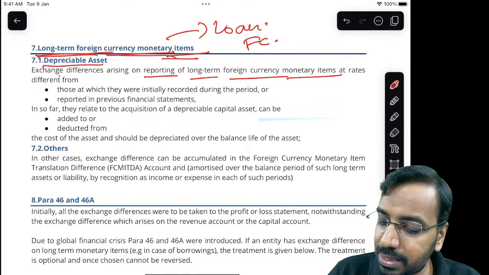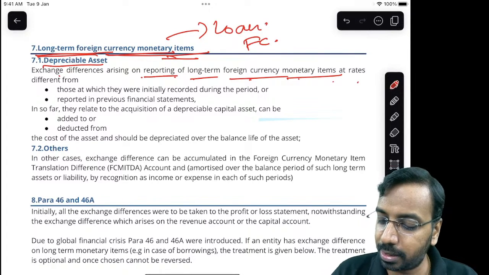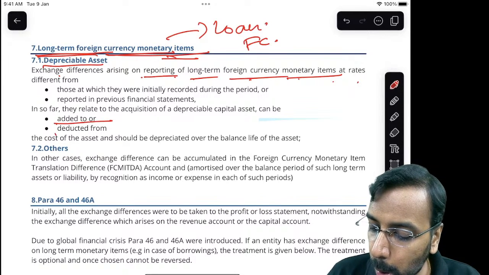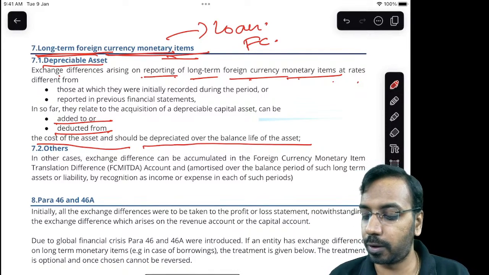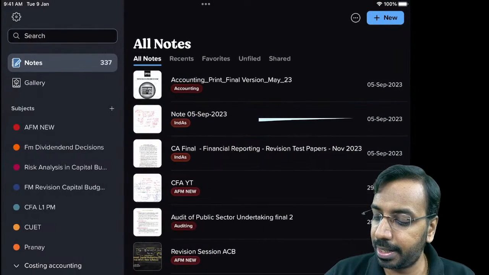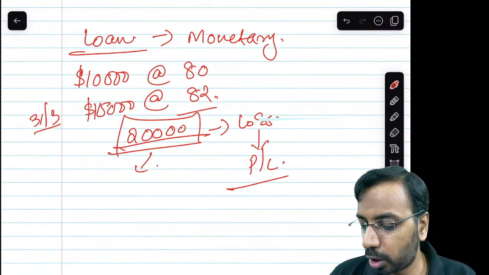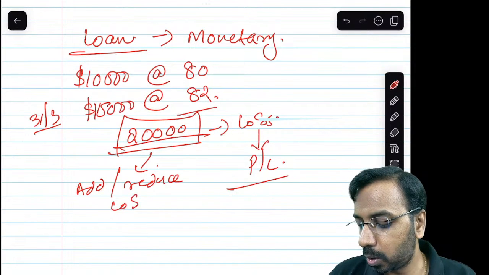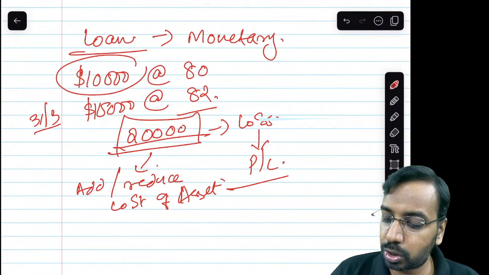So if there are exchange differences arising on reporting of long-term foreign currency monetary items, there is an option provided which says that it can be added to or deducted from the cost of the asset and should be depreciated over the balance useful life. This is an option provided. What does that option say? The option says that this loss of 2 lakhs, you have an option to add to or reduce from the cost of the asset. So what is the meaning of it? See, we took a $10,000 loan.